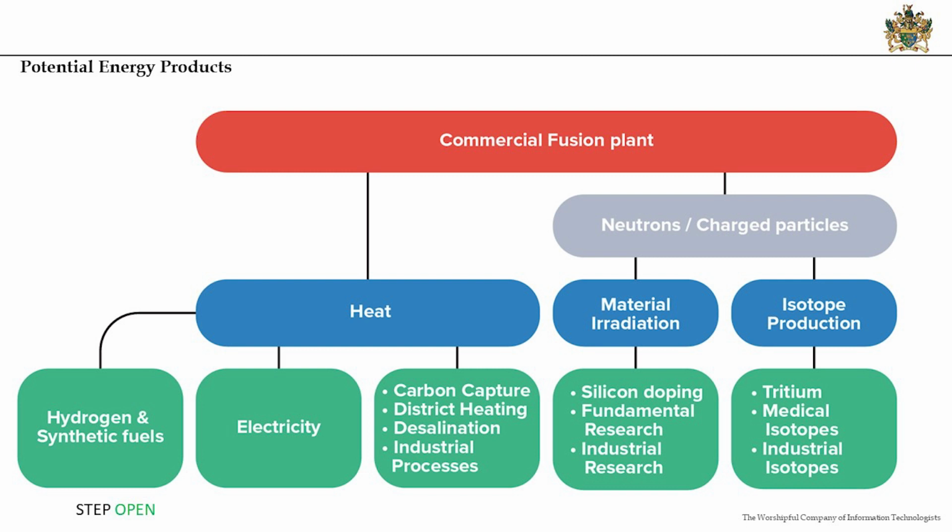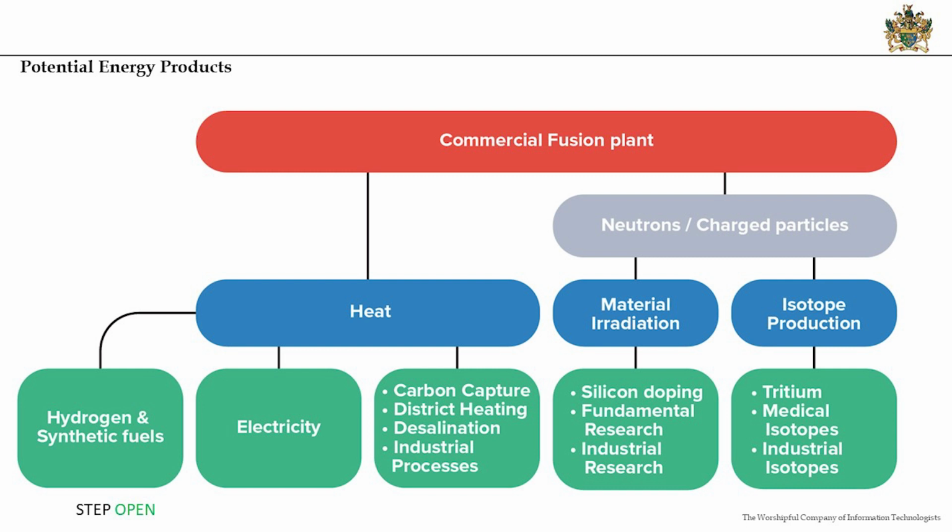So a fusion reactor is a very powerful neutron source, and we can use that to, for example, irradiate materials to produce isotopes, either for medical purposes or for industrial purposes. We use a lot of medical radioisotopes to keep people healthy, and we're going to need more of those. They're quite scarce and difficult to produce.